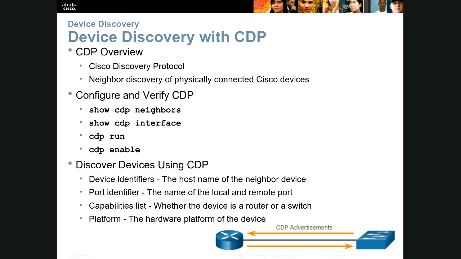So if, for example, I was at that router and I was at the console port and I wanted to check to see who is my directly connected switch, I would simply go to the router prompt and type show CDP neighbors, and it would show me my neighboring device. In this case, it would show me the switch.